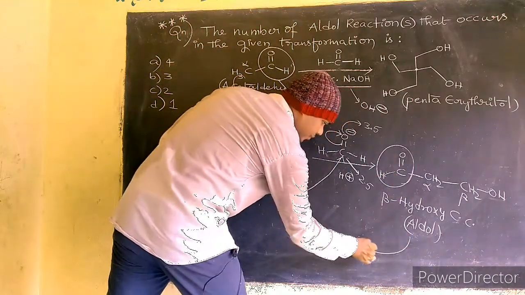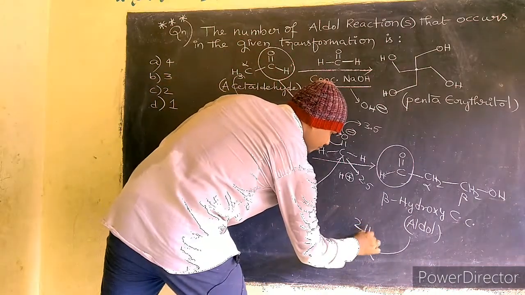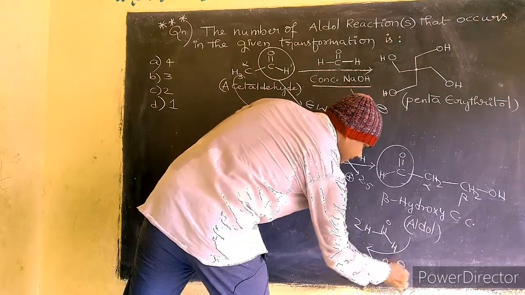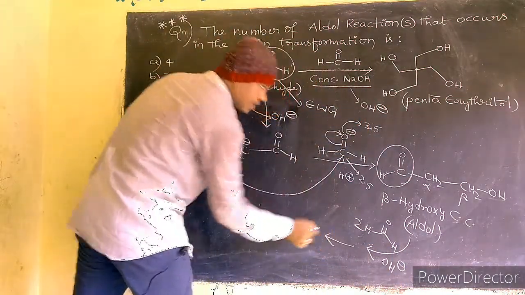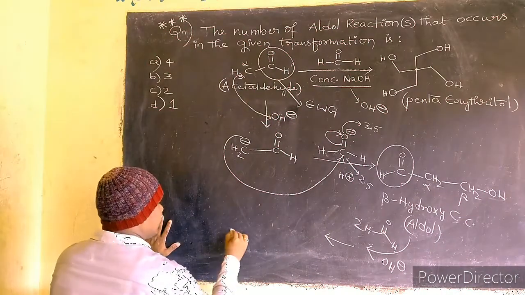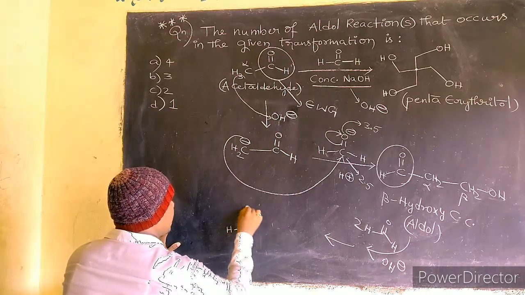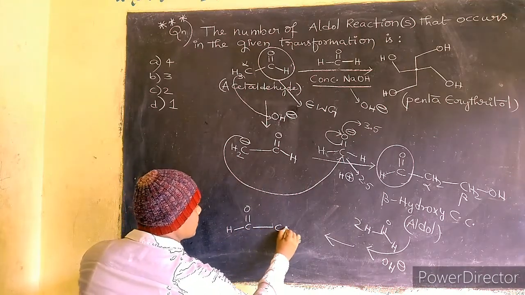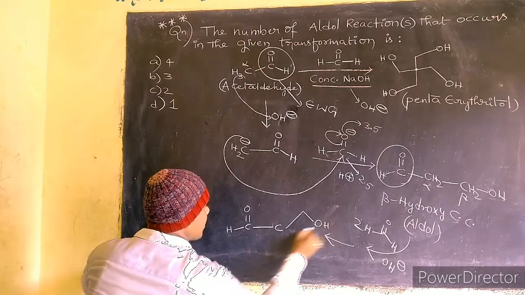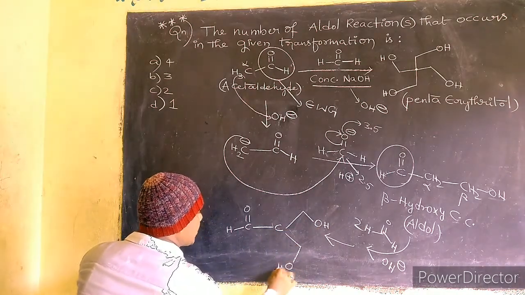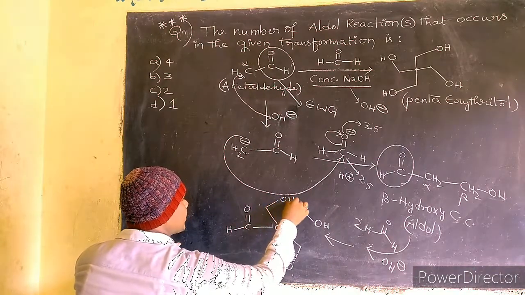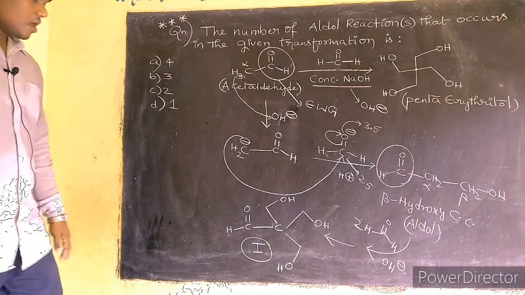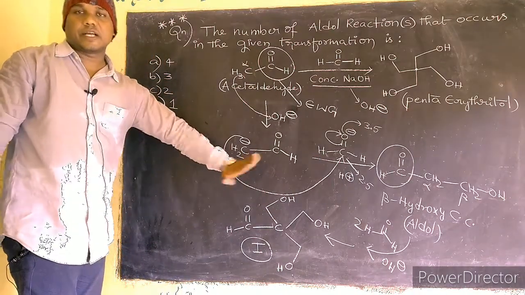So, 2 moles of formaldehyde and OH minus, 2 times, correct? 2 times I am taking, and finally the product will be H, C double bond O, and C, here CH2OH, and again CH2OH, and here also CH2OH. So for this, I am just taking equation 1, correct? So now the complete aldol condensation is completed, correct?